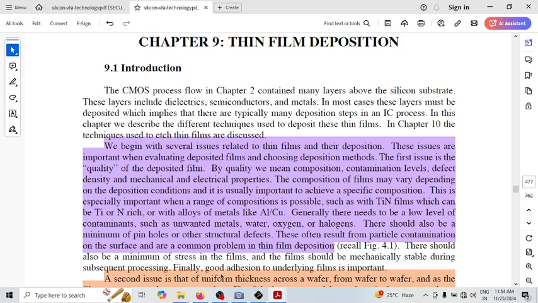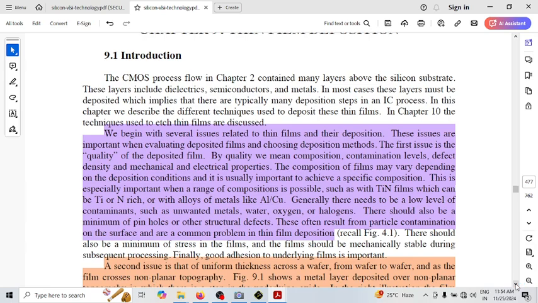And finally, good adhesion to the underlying film is very important, because we are placing one layer above the other. Adhesion means it should be properly connected to the underlying layer, so that the layers are intact and you are going to get a final structure which is very robust. The second issue is uniform thickness across the wafer.